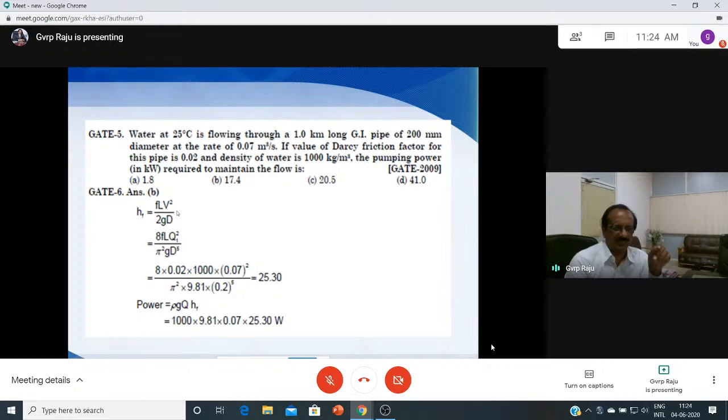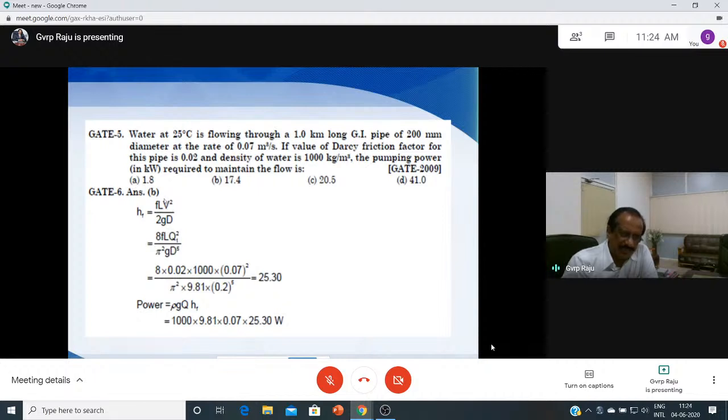So instead of using Q is equal to AV and finding V, you can straight away convert V in terms of Q, so that you can apply those values directly in the equation. V is equal to Q by A, so V square is Q square by A square. A square is pi D square, so pi square, and D4 we are also having D here. That's why there is a D^5 here. So now the equation is 8 f L Q square by pi square g D^5.